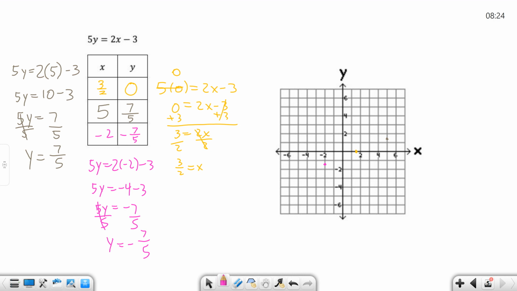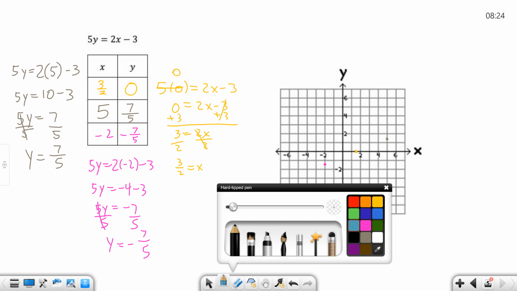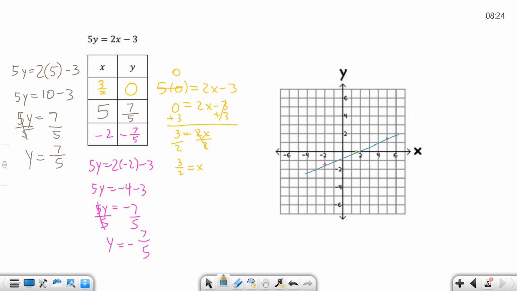Does that look like a line? Yep. Sure does. Something like that right there, all right? And notice I put arrows on the end of it because it goes on forever and ever. I hope this helps out with graphing using a T-chart.